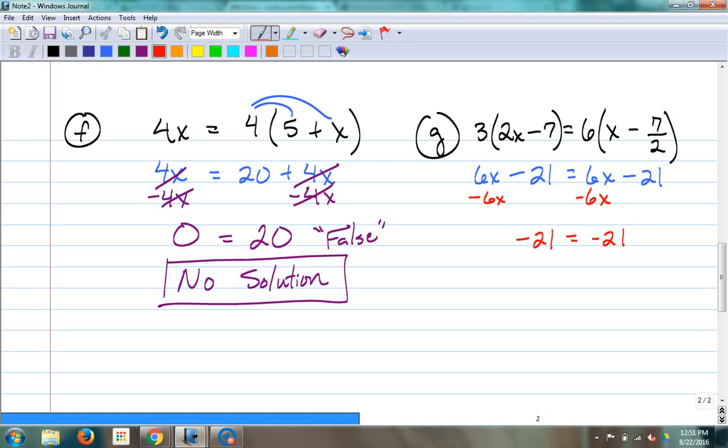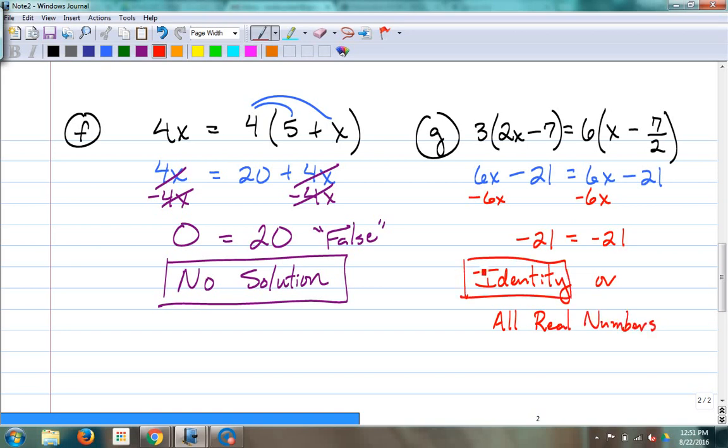Actually, infinite many goes with systems of equations. This would be, I would call this what's called the identity, or all real numbers. Identity is one word that means that they are exactly the same on both sides. And then all real numbers just means it doesn't matter what number you pick, plug in for x, it's going to work in this equation. You could pick the square root of 75 and it would work in this. Any number, any real number.